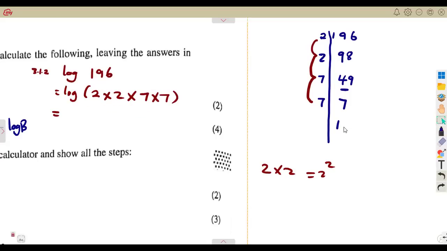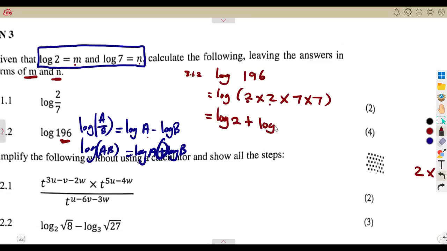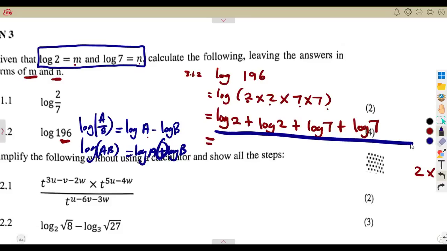It's no longer a division like what we had here. For the multiplication of a and b, the logarithms were being added together. So we are going to add these logarithms: the logarithm of 2 plus the logarithm of 2 plus the logarithm of 7 plus the logarithm of 7. So there we have these logarithms. In place of these, we can substitute: log 2, what is it? It's m. Plus log 2, what is it? It's m.